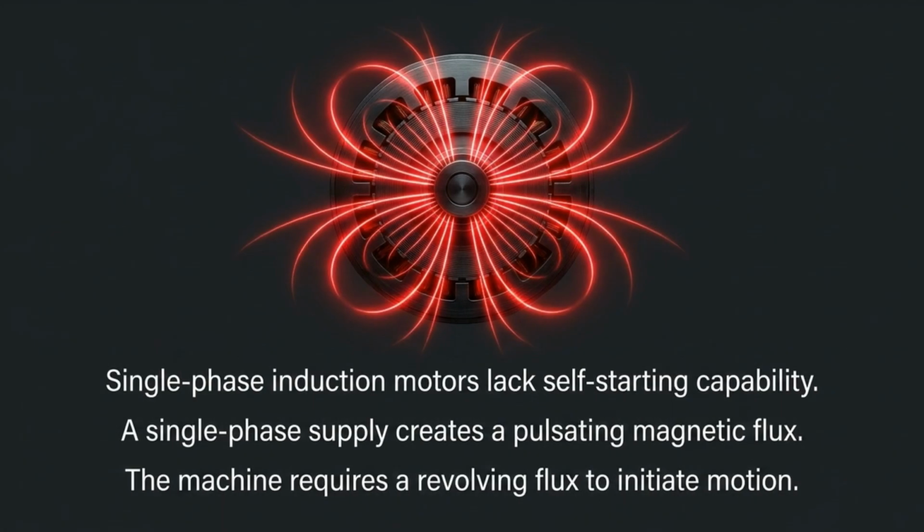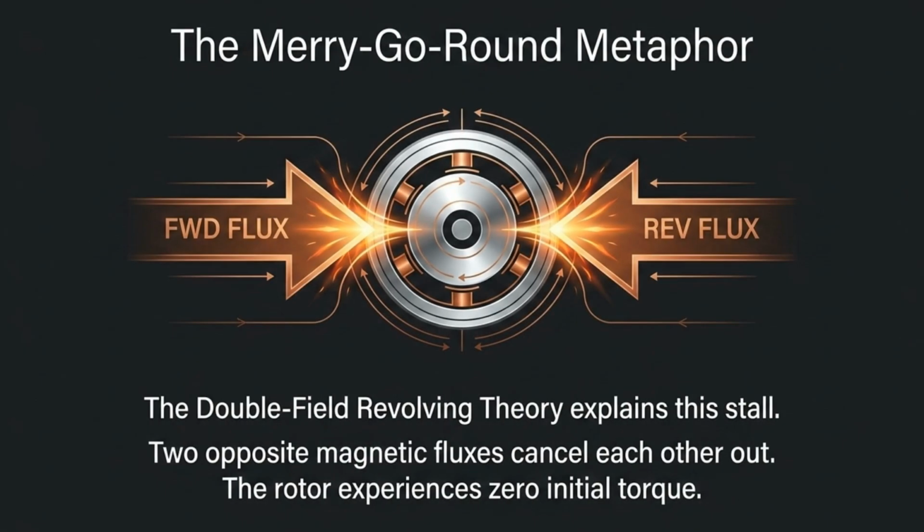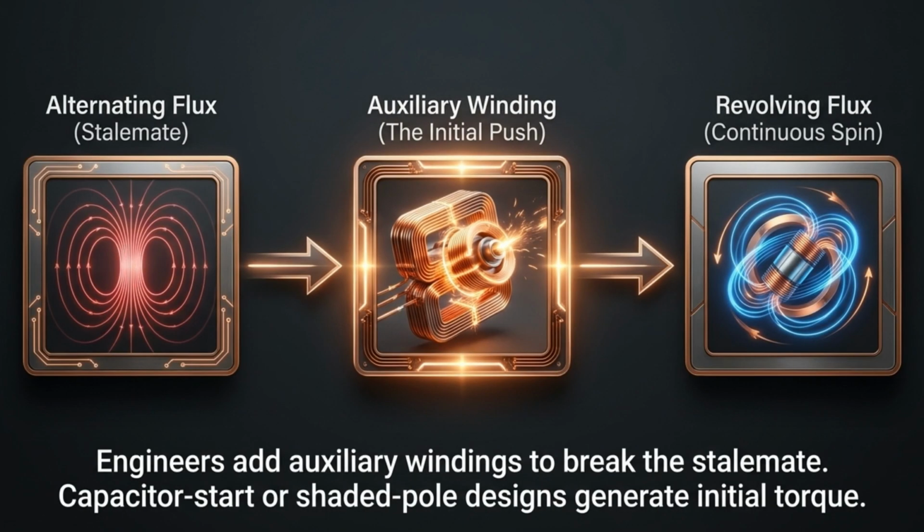The single-phase supply creates a pulsating magnetic flux, and a revolving flux is needed to initiate motion. The double-field revolving theory, known as the merry-go-round metaphor, explains this. Two opposite magnetic fluxes cancel each other out, resulting in zero initial torque. Engineers add auxiliary windings, like capacitor start or shaded pole designs, to break this magnetic stalemate and generate the initial torque needed for continuous spin.